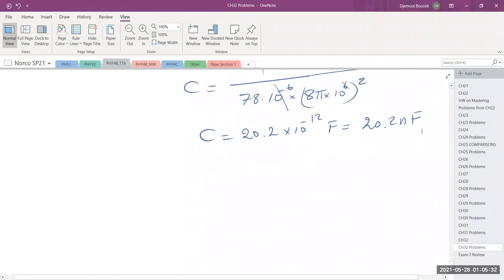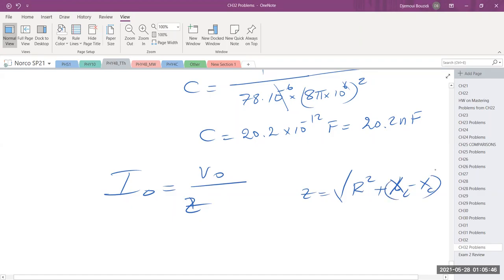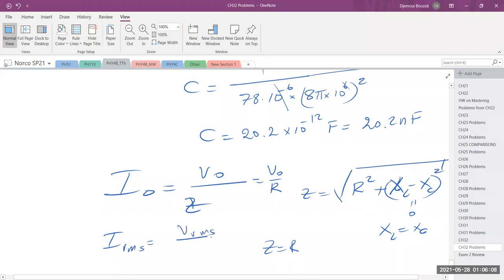because the current in the circuit, remember, I naught will be equal to V naught over Z. And Z, if you remember, is equal to the square root, this is chapter 31, of R squared plus XL minus XC squared. At resonance, these two quantities will be equal to one another. In other words, the difference is zero. At resonance, XL is equal to XC, okay? So in this case, these two numbers cancel, and Z at resonance is equal to R. So the current will be V naught over R. And the IRMS is going to be the VRMS divided by R.